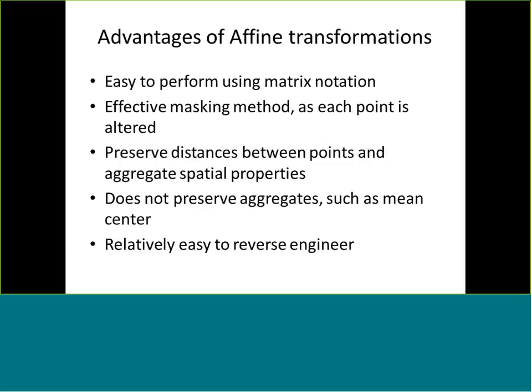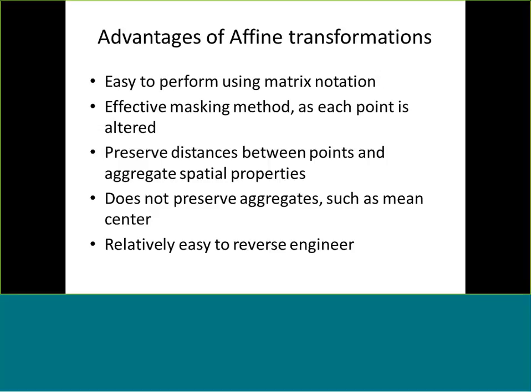So the advantages of affine transformations: they're very easy to perform with matrix notation. Most software, ArcGIS, or any of the statistical packages allows you to build the matrices that we need to make the translations. It can be a very effective masking method because it applies to every single point. Obviously, if we rotate about the center of the distribution, those points towards the center are going to be less masked than the remainder. But nevertheless, every single point is altered.